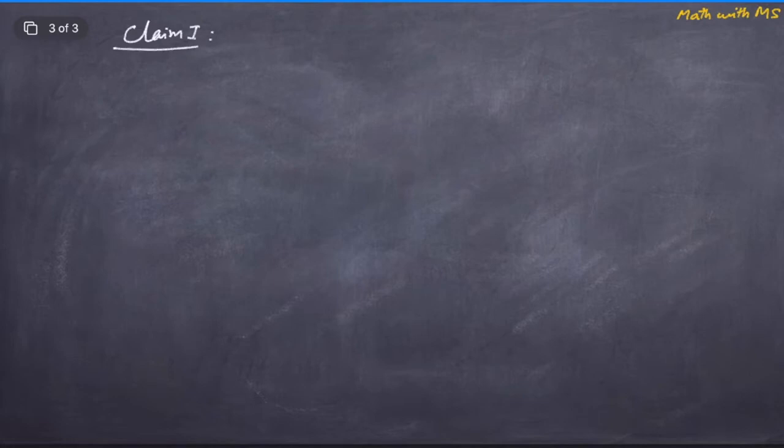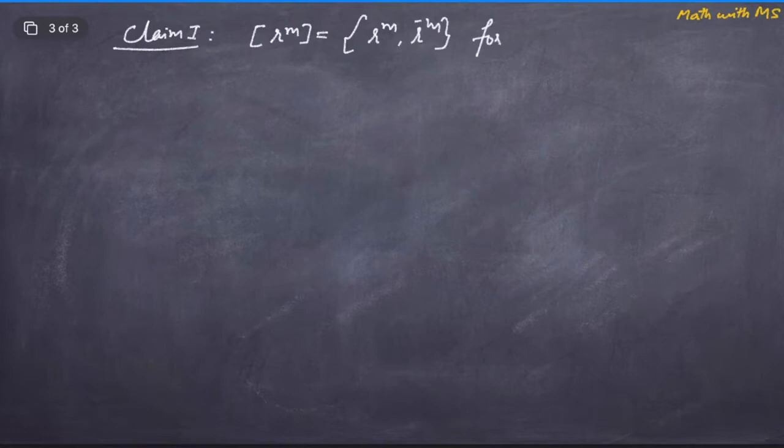Claim 1: the conjugacy class of R to the power m is precisely these two elements, R to the power m and R to the power minus m, for each m bigger than or equal to 1 and less than or equal to k minus 1. So let's prove it.